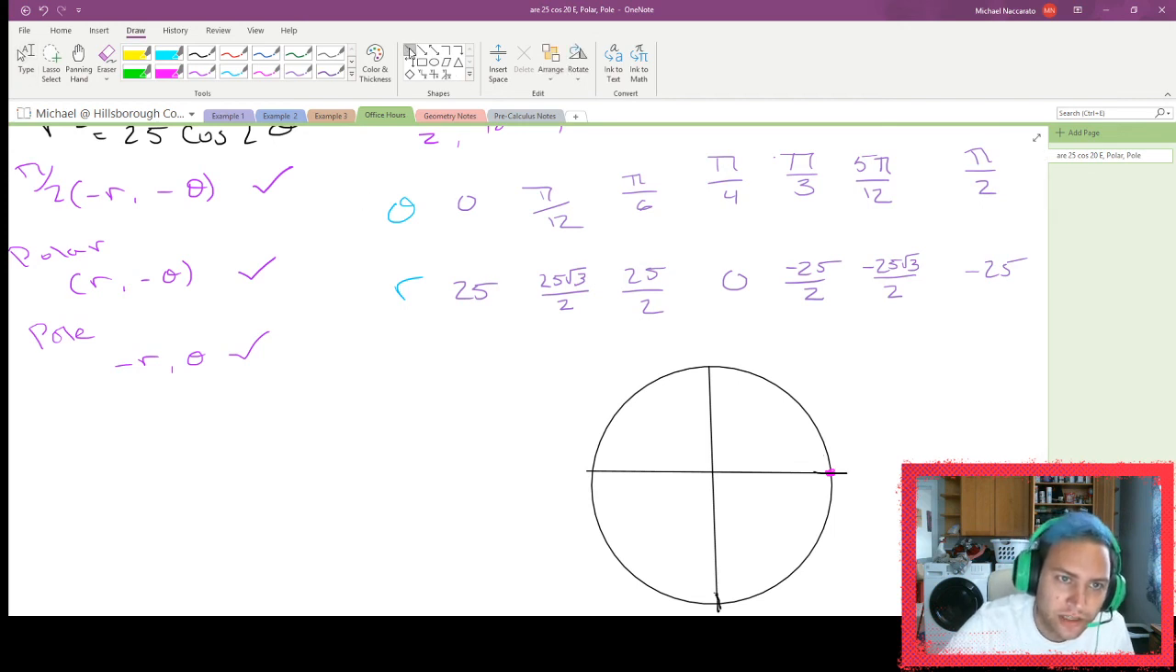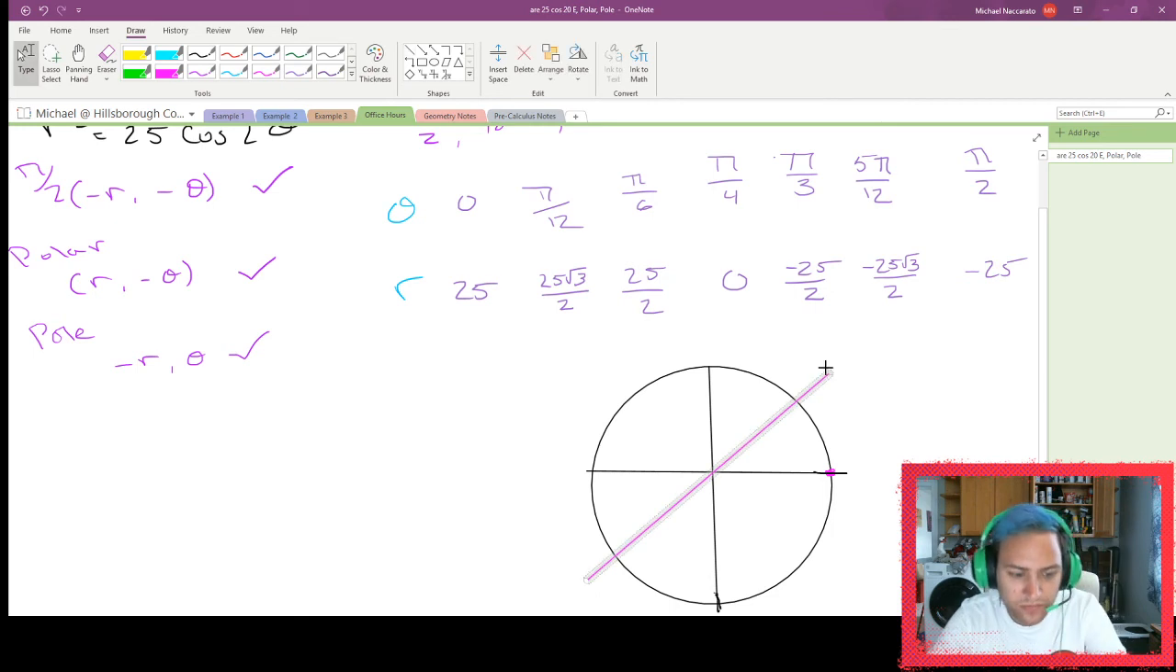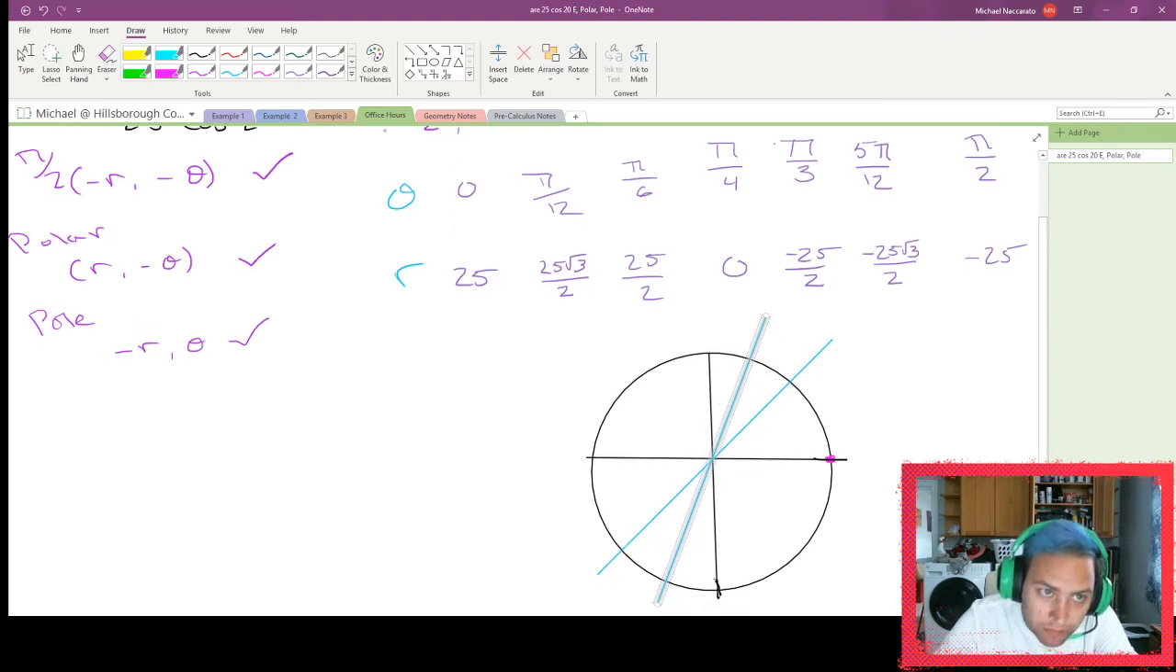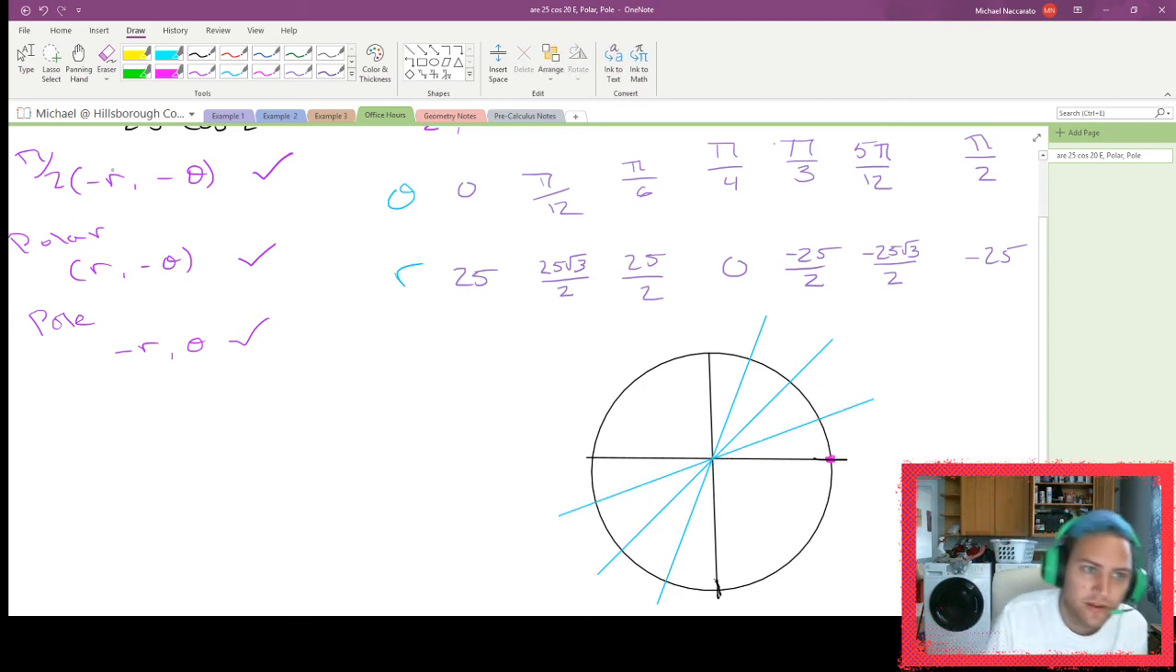I also forgot that I should do this, right? We should put, let's do those in a different color. So there's my halfway point. There is my pi over 6 point, and there, nope, that's not the straight line feature. And there is my pi over 6 point.